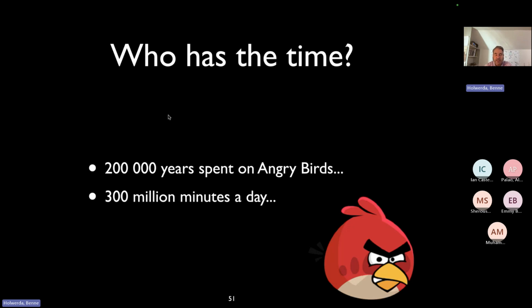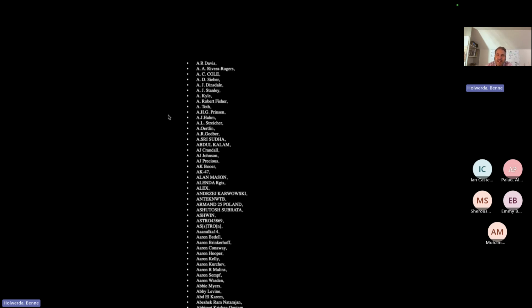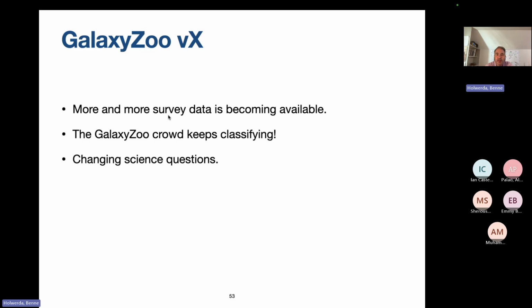We've been following that up with the James Webb Space Telescope. Just to answer one more thing, who has time for this? Well, back when Angry Birds came out at the same time, that gives you a nice comparison sample. Angry Birds isn't scientifically useful. It was just made into a movie. About 200,000 years were spent on Angry Birds, 300 million minutes a day. Meanwhile, this is the list of almost 200,000 volunteers on Galaxy Zoo who didn't play Angry Birds, or if they did, did that in addition to doing Galaxy Zoo. It was sort of their Angry Birds.